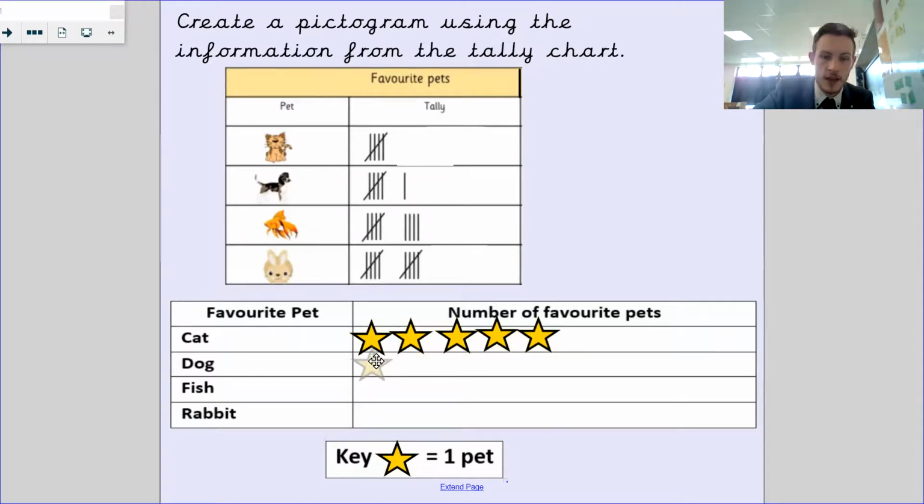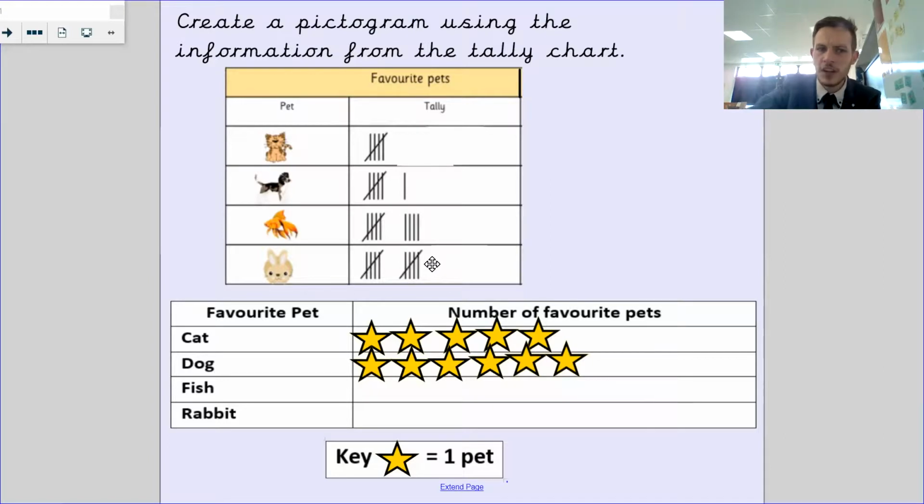So I'm going to put them in the same place, making sure. Now, these stars are a little bit big. I think I'd make them a bit smaller to make sure that they're not crossing over. 1, 2, 3, 4, 5, 6. There were 6 people that loved dogs the best.